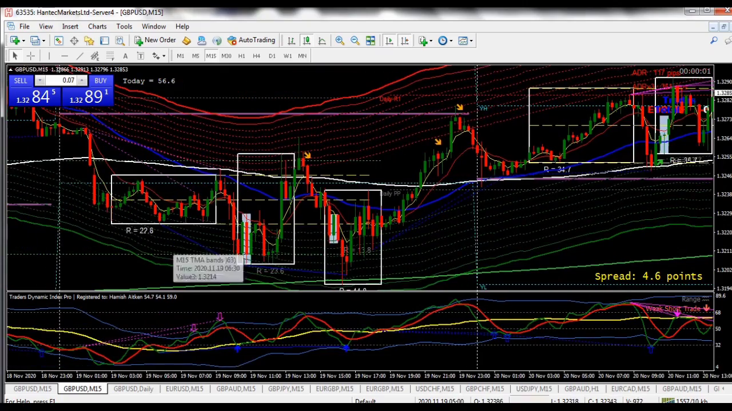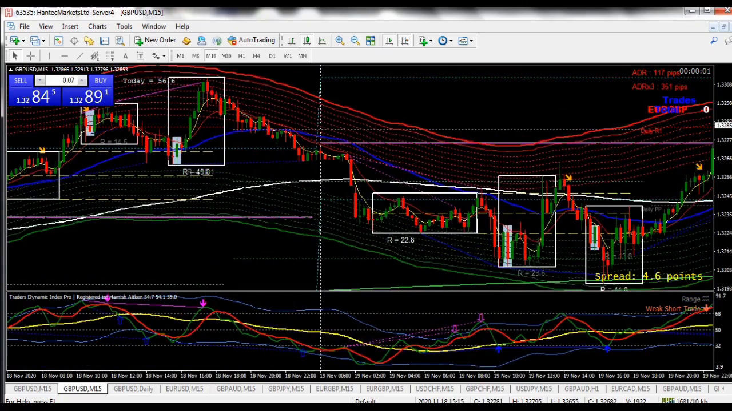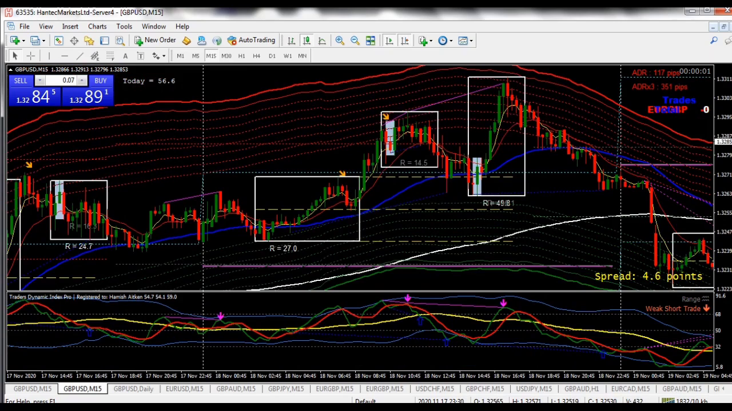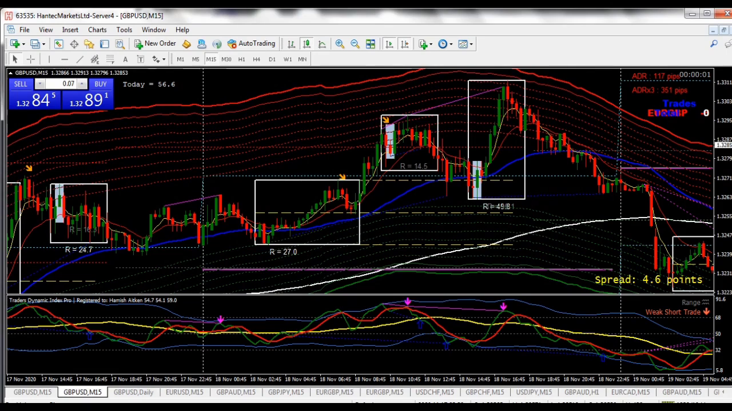Okay, this was an entry, so let's look at some trades I took. I don't know why it's hanging.